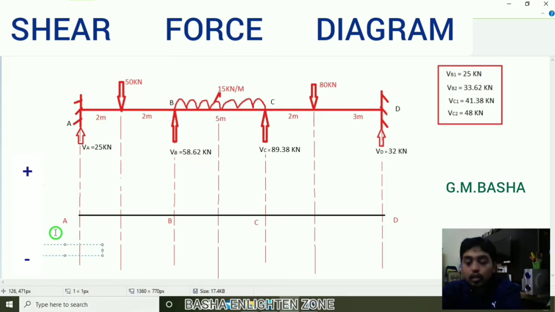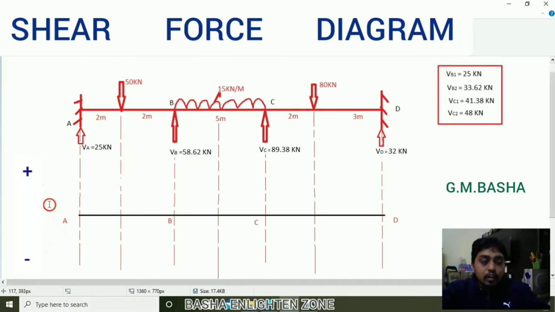Upward positive, downward negative. Friends, you please observe here, a vertical reaction at A will be acting upward, 25 kilonewton. Therefore I am taking here up to 25 kilonewton positive value. So means upward. See here, I am drawing at A it will be 25 kilonewton which is acting upward. Therefore I am taking here upward positive 25 kilonewton. So see here how much it will be? It will be 25.